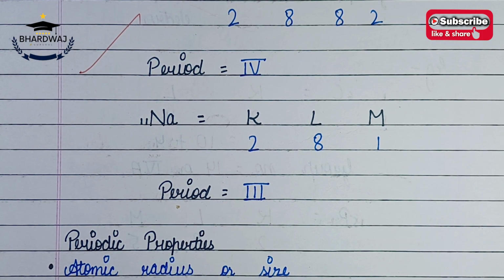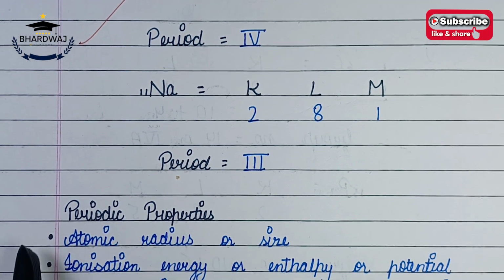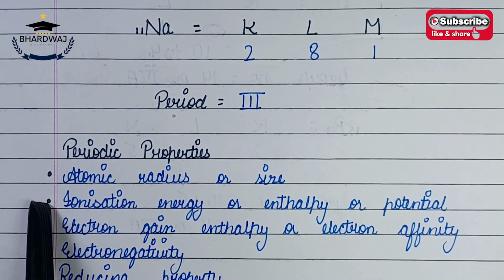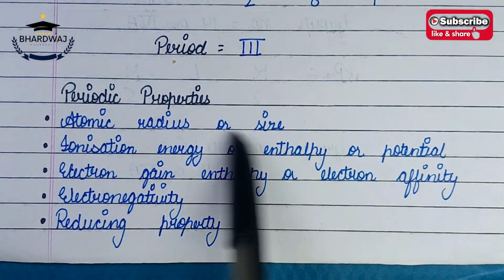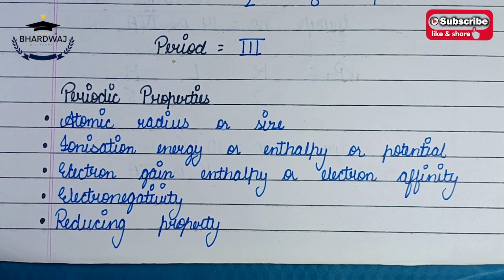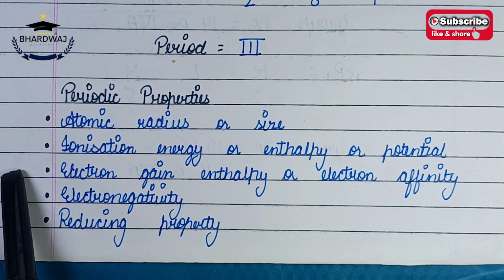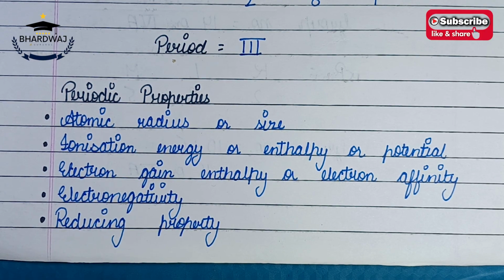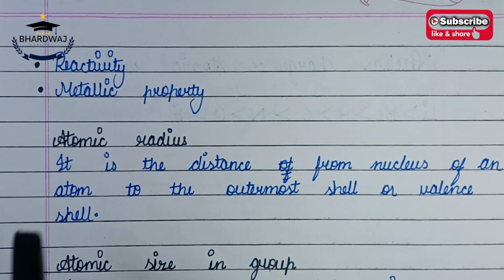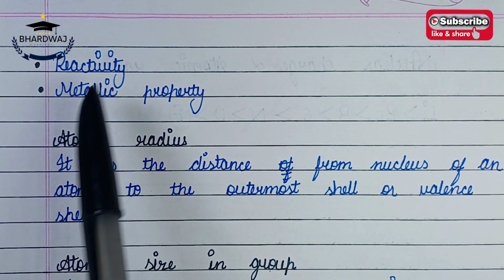Now we will talk about the periodic properties like atomic radius, ionization energy or enthalpy or potential. So these all are the terms which are given in paper which might confuse you, so you have to remember them. Electron gain enthalpy or electron affinity, electronegativity and reducing property. And we will also learn about reactivity and metallic property.